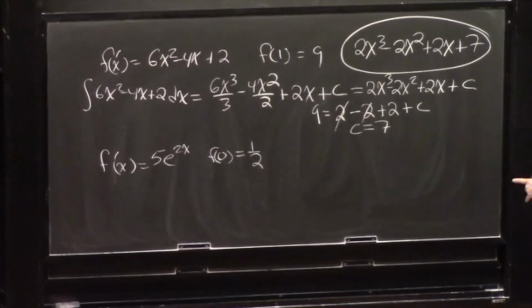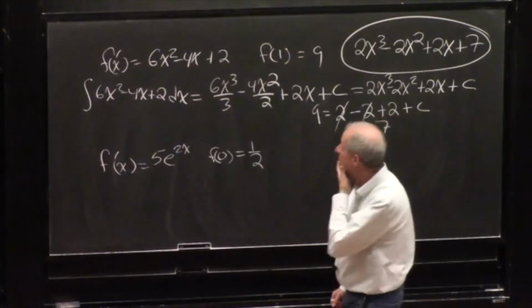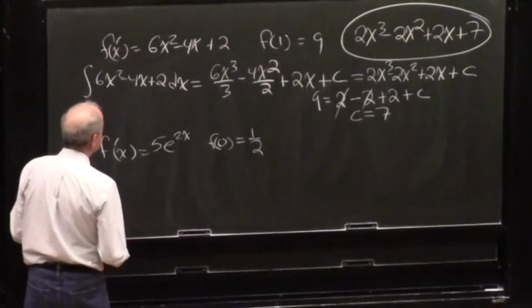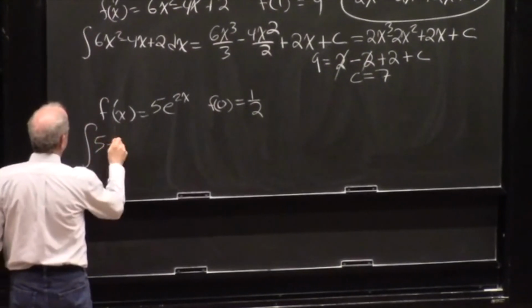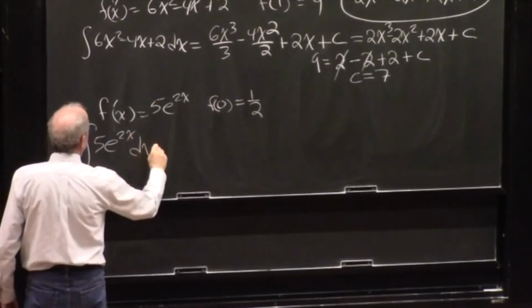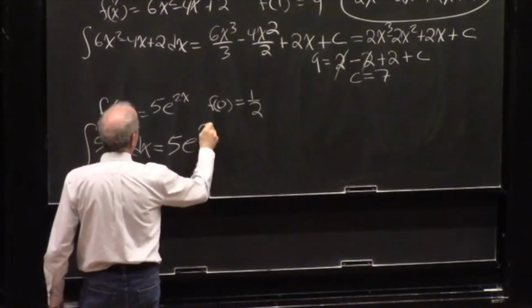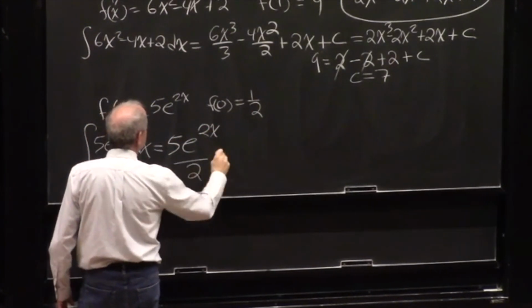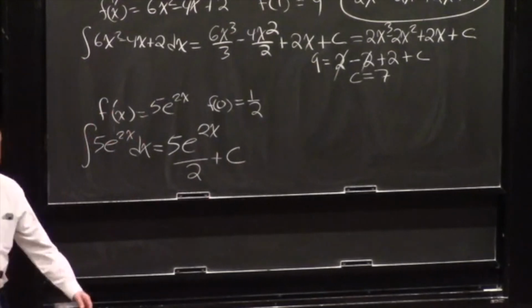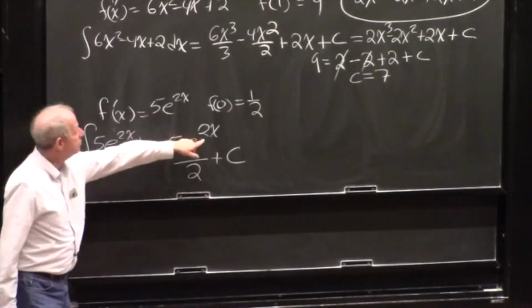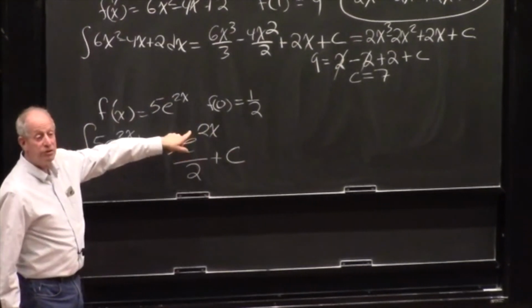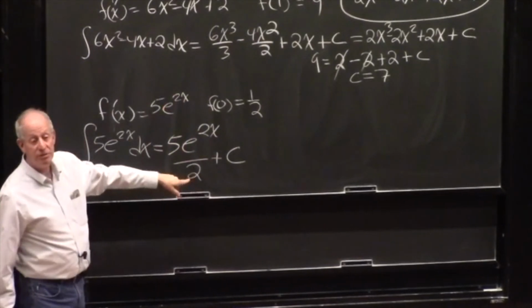All right, let's do the second one. Same idea. So we want to find the integral of 5 e to the 2x, which if you remember from last time, that's 5 e to the 2x over 2 plus a constant. Because remember, when you took the derivative, you would multiply by 2. So when you're doing the integral, you're going to divide by 2.